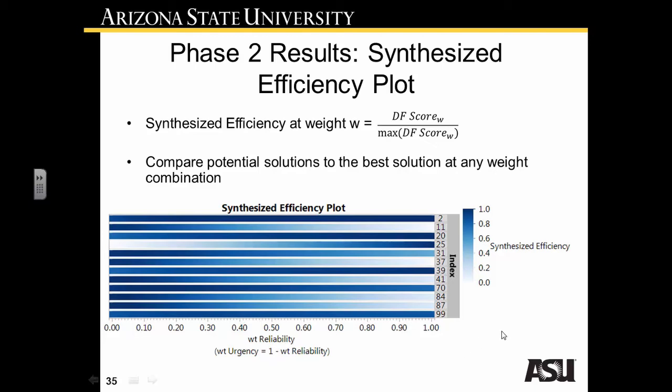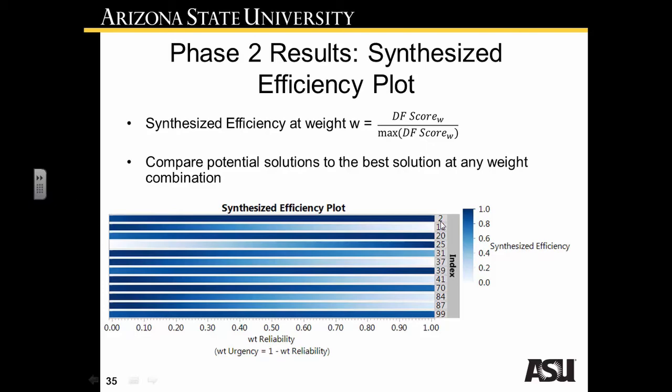So here a dark blue square is going to indicate that that particular solution at that weight combination has very similar behavior or performance in terms of the desirability function score compared to the best one. Whereas a value of 0 is going to say that there are larger trade-offs, right? It has much worse performance in terms of how you weight the criteria and the overall desirability function score. So things you want to look for in this plot are, do you have solutions that have dark to medium blue across all of the weight combinations?